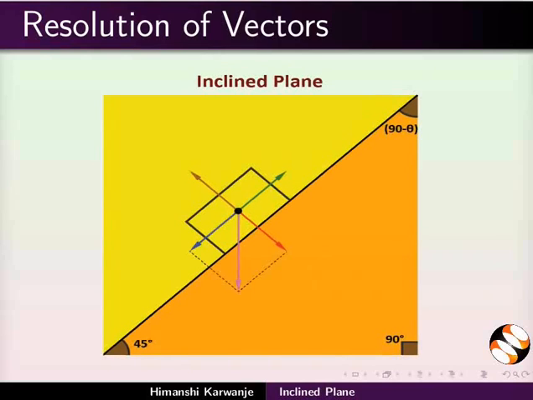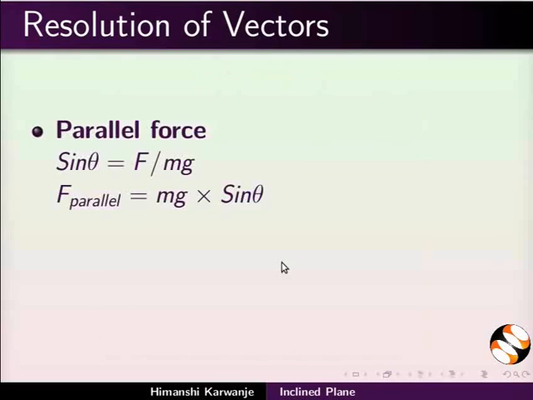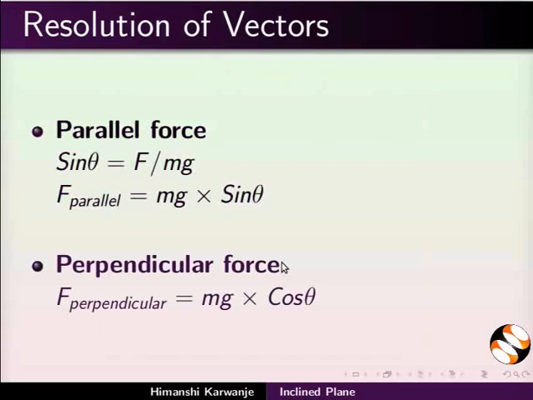Using basic trigonometry, we can resolve the parallel and perpendicular components. Consider this right angle triangle. Here, the blue parallel component is equal to the black line. Parallel force is sin theta. Sin theta equals to F parallel upon mg. Let's rearrange the equation. F parallel equals to mg sin theta. Similarly, we can resolve the perpendicular component. F perpendicular equals to mg cos theta.